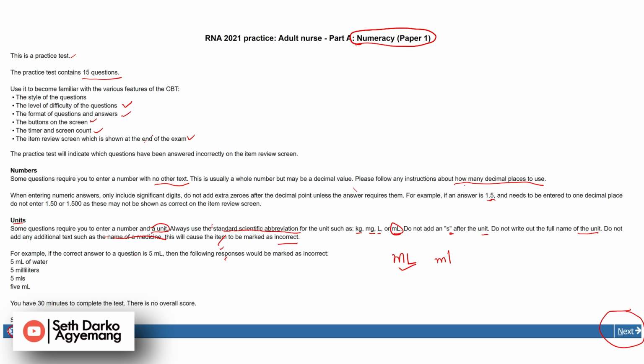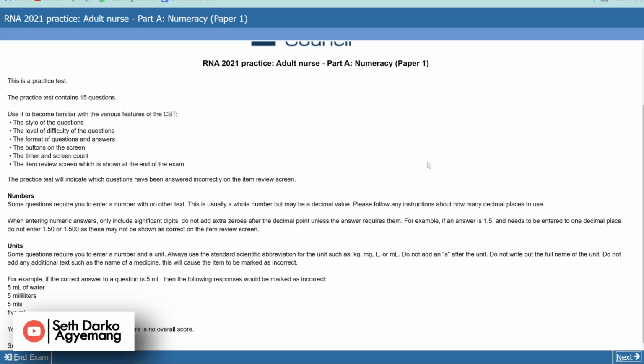So for example, if the correct answer to a question is 5 mL, the following responses would be marked incorrect. Let's say you write 5 mL of water, this will be marked incorrect. 5 milliliters. So you could see that all these are wrong. This is something you have to keep in mind. So now let's look at the real questions and how they look. At this point, you're going to click on next to see how the questions look.